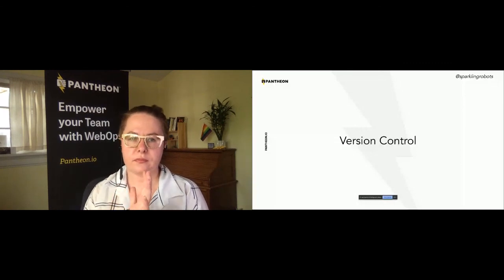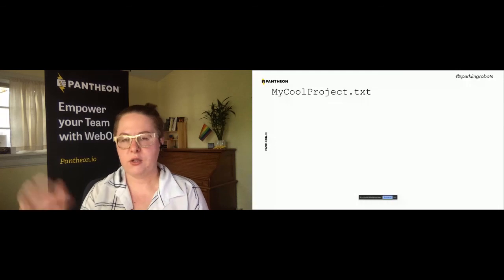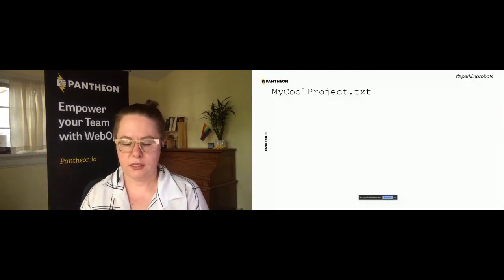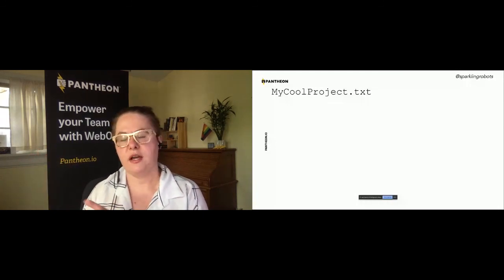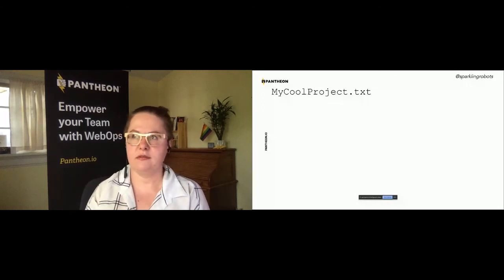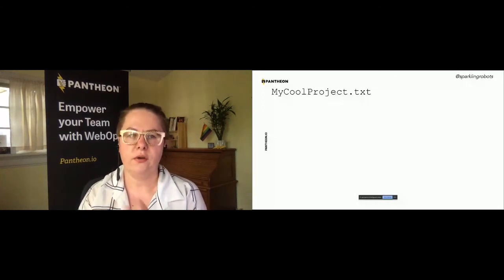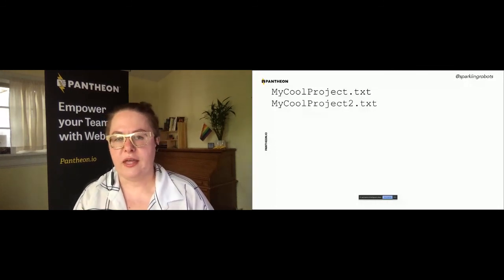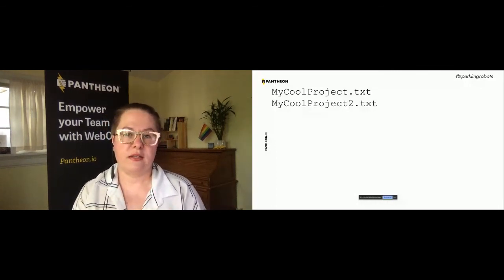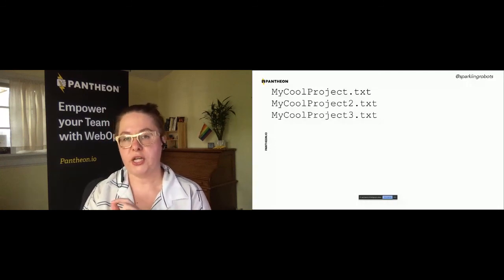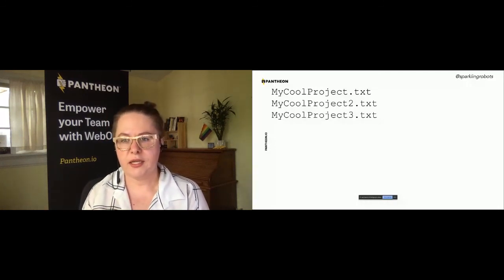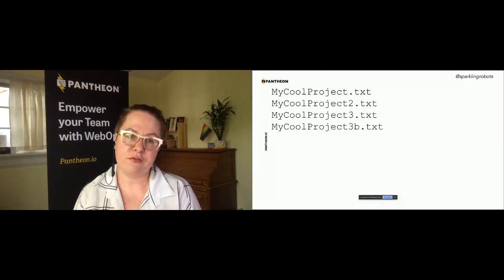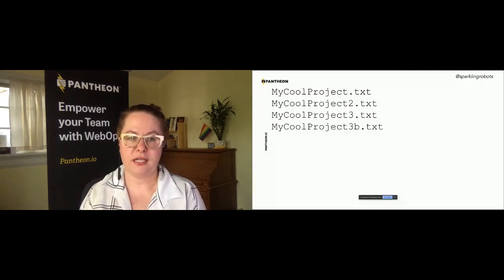So you make a file, mycoolproject.txt. Cool. And then you're working on it and you think, oh, I've got a slightly better version, but I don't want to lose the first version. So now you have mycoolproject2.txt. You do that same process, you get mycoolproject3.txt. Then you make a small change that makes it enough to name it a new thing, but not enough to name it version 4. So now you have mycoolproject3b.txt.